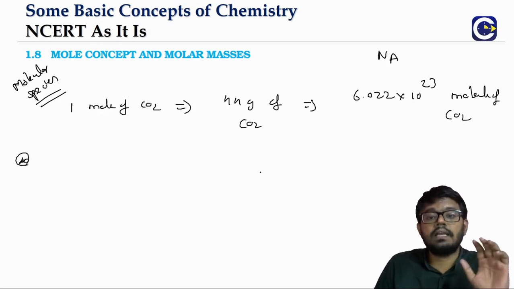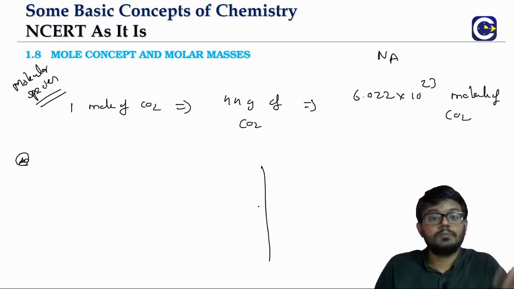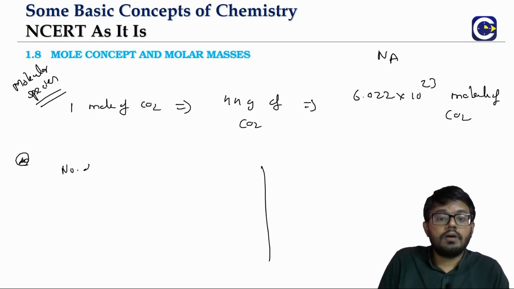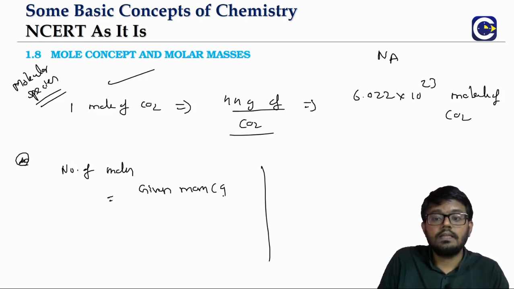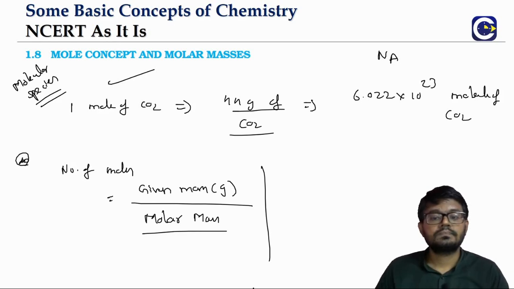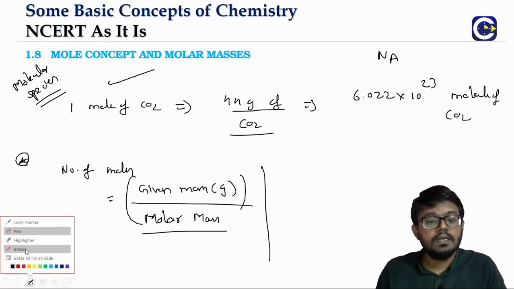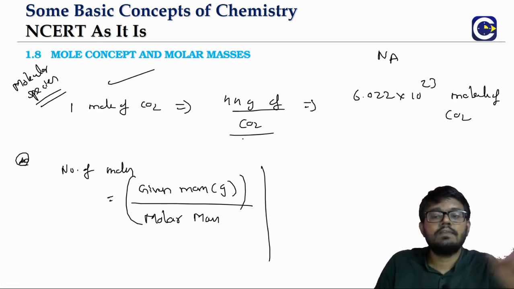So if you want to calculate the number of moles of CO2 based on the mass, like the way we have done for the atomic species, here we can do it for the molecules. 1 mole of CO2 means 44 grams. Number of moles will be the given mass, in grams, divided by the molar mass. So what is the formula for calculating the number of moles based on mass? Given mass divided by molar mass, because molar mass is going to contain 1 mole.